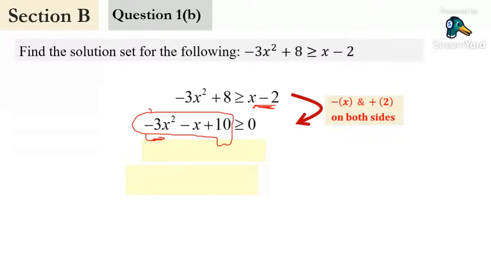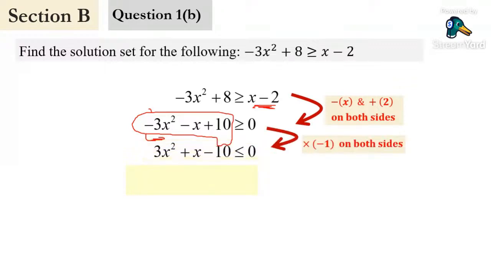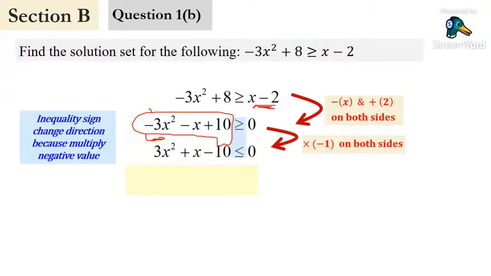Okay, continue. So in here, I want to get rid of the negative sign. So in here, I multiply both sides by -1. So watch out again. The inequality sign changes direction when I multiply by a negative value.